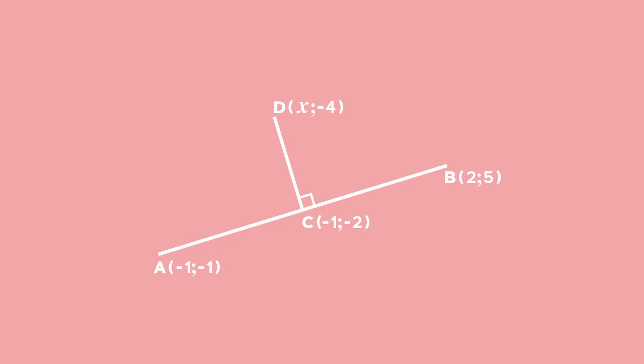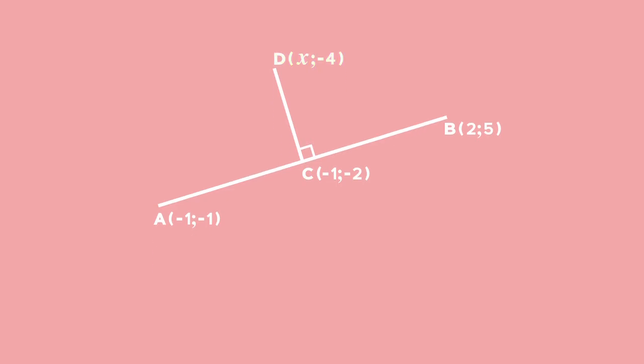We have the points A (-1, -1), B (2, 5), C (-1, -2), and D (x, -4). We know that the gradient of AB multiplied by the gradient of CD is equal to minus 1. This is because AB is perpendicular to CD.